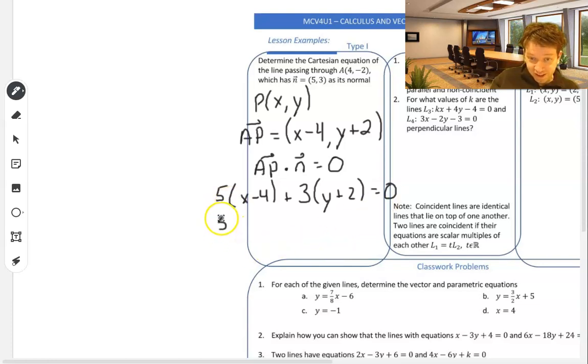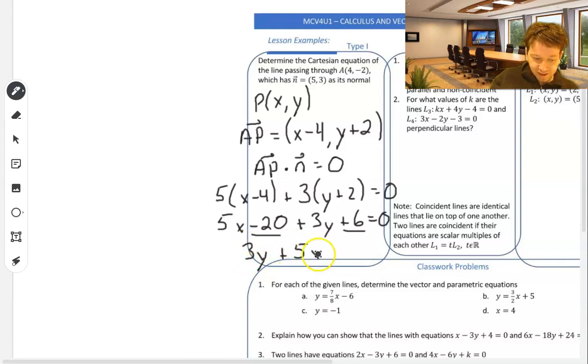So we have 5x minus 20. I'm just distributing here, 3y plus 6 equals 0, or collecting like terms and putting it into standard form, we get 3y plus 5x minus 14 equals 0. So that's one way of doing that. Let's call that method 1.